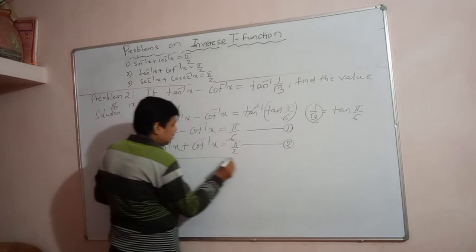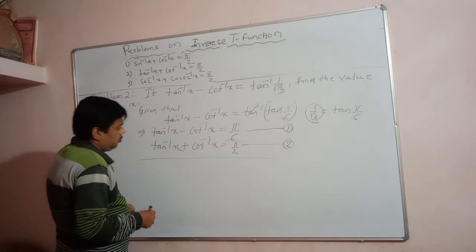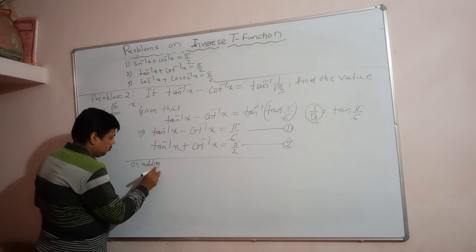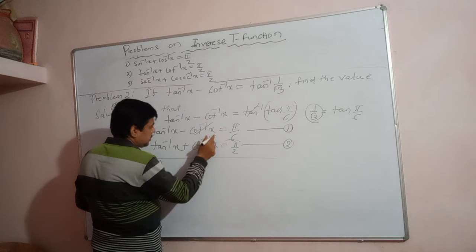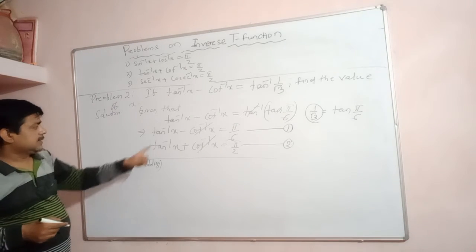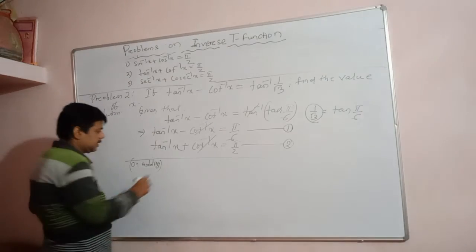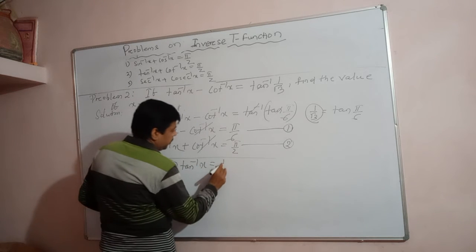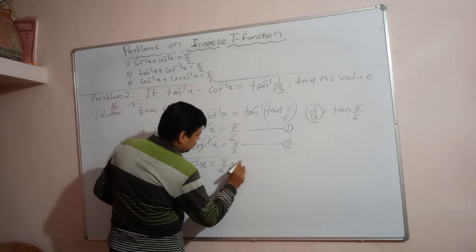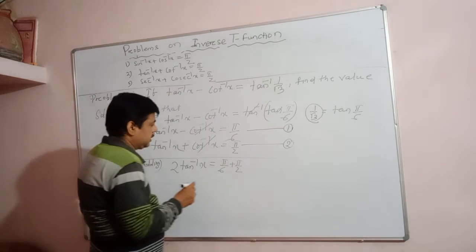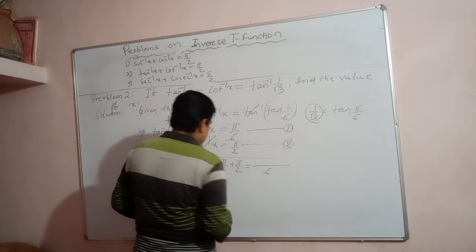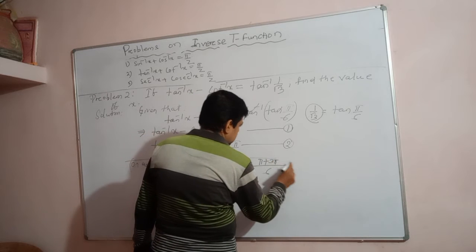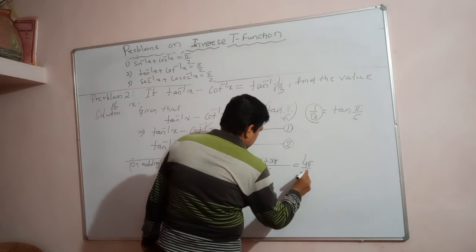Let us add equation 1 and equation 2. On adding, minus cot inverse of x plus cot inverse of x will be cancelled. Now tan inverse of x plus tan inverse of x is 2 tan inverse of x, equal to pi upon 6 plus pi upon 2. If you take the LCM, which is 6, it will be pi plus 3 pi, which is 4 pi by 6.